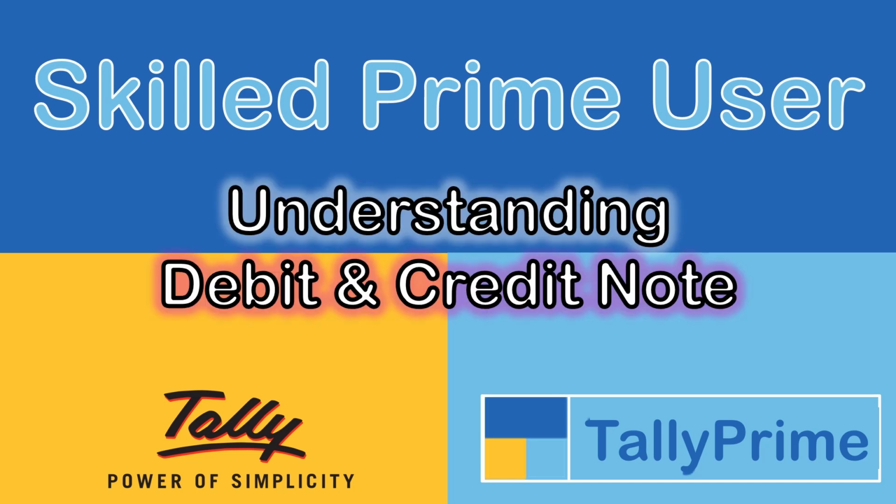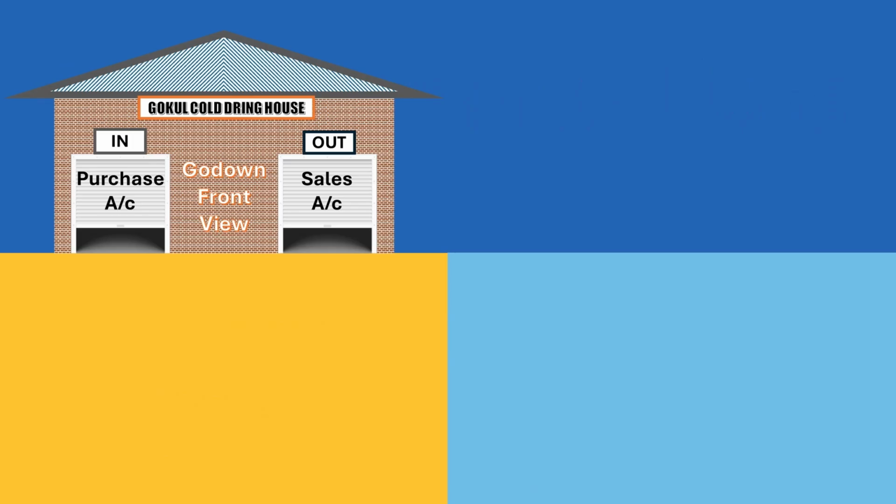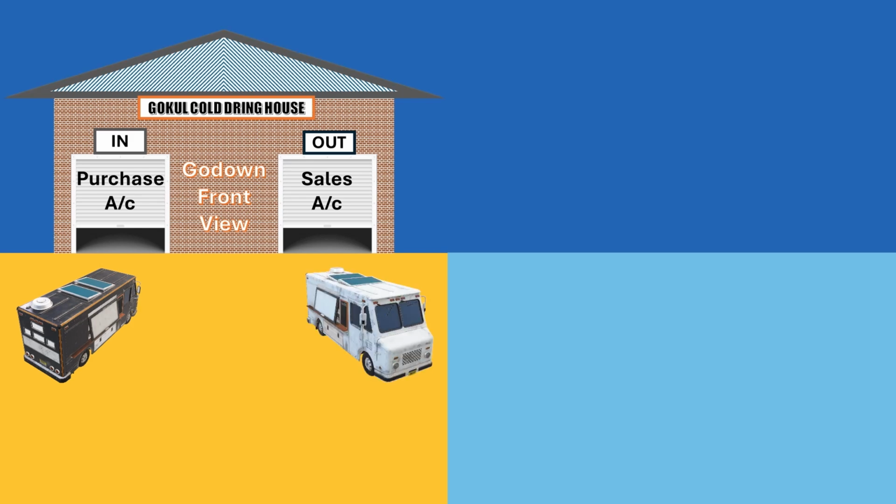In this video lesson, we will talk about purchase returns, that is debit note, and sales return, that is credit note. When we explained the purchase account and sales account, we compared them to doors of a godown. The first door represents the purchase account, where goods enter the godown from our supplier. The second door represents the sales account, through which goods are delivered to our customer.